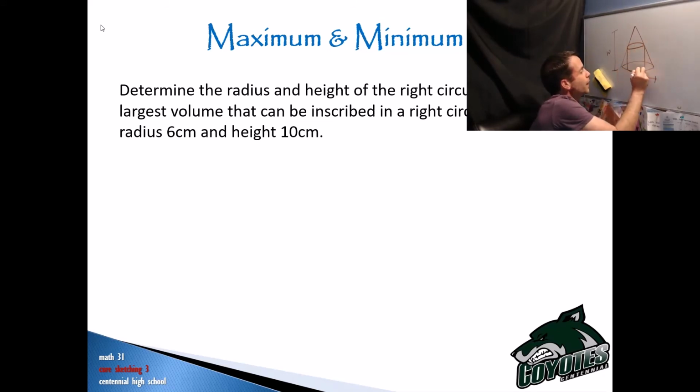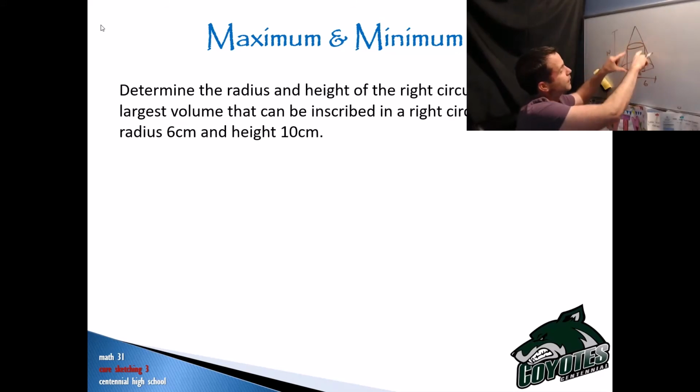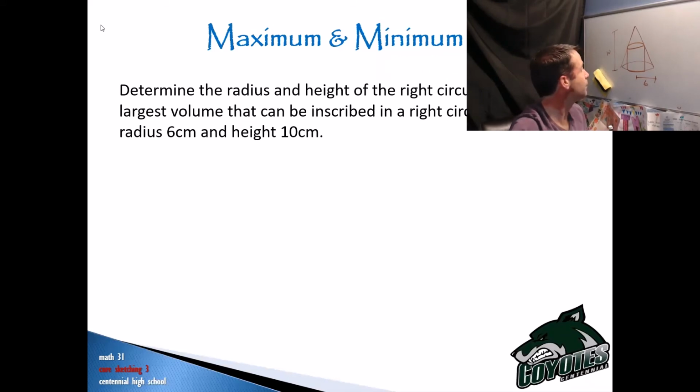Okay, where I have the edges of this cylinder now with the edges of that cone. So what I want to do is essentially just draw a cross section of this for my diagram. And that would look something like this.